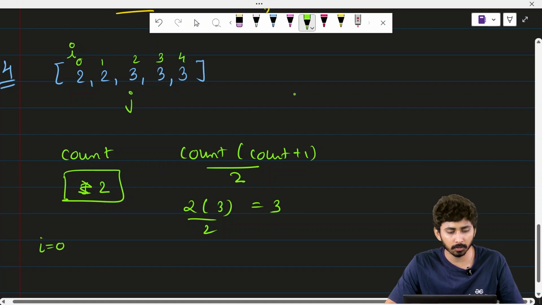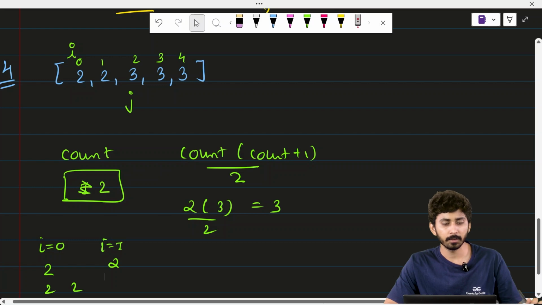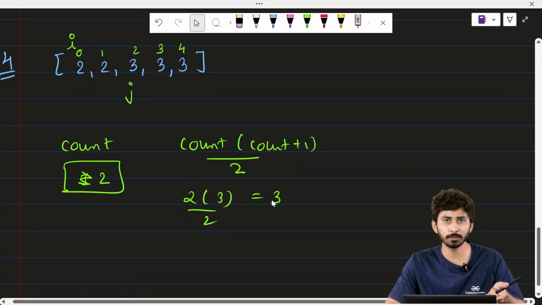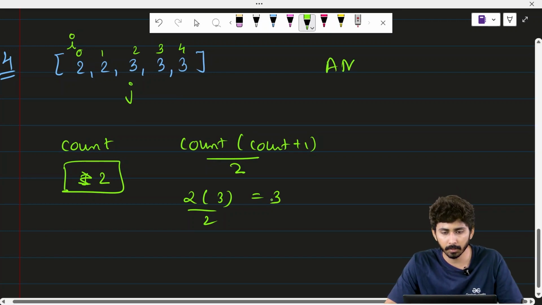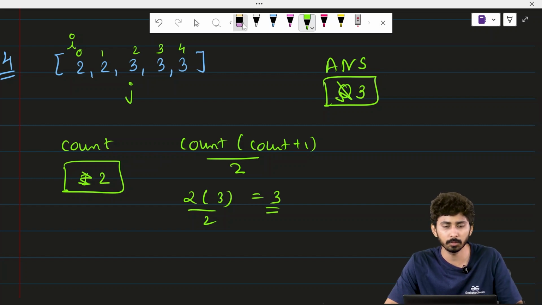And if you want to see, we can find all the subarrays. For i equals 0, 2 and 2 2. And for i equals 1, there is a single element. So in this way, we'll keep finding the count of identical elements, use the formula, and keep adding this to a sum. Let's take an answer variable. The answer will be initially 0. So add this to the answer. Now the answer is equivalent to 3.